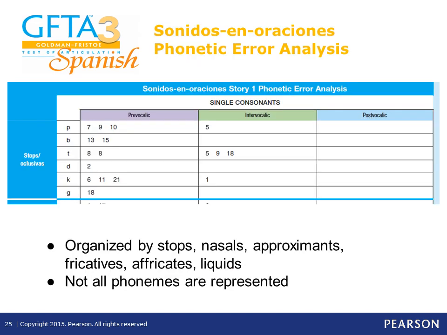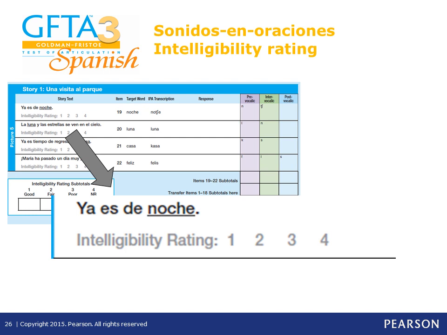In the phonetic error analysis table for Sonidos en Oraciones test, consonants are organized by stops, nasals, approximates, fricatives, affricates, and liquids, similar to the Sonidos en Palabras test. However, not all phonemes are represented here.